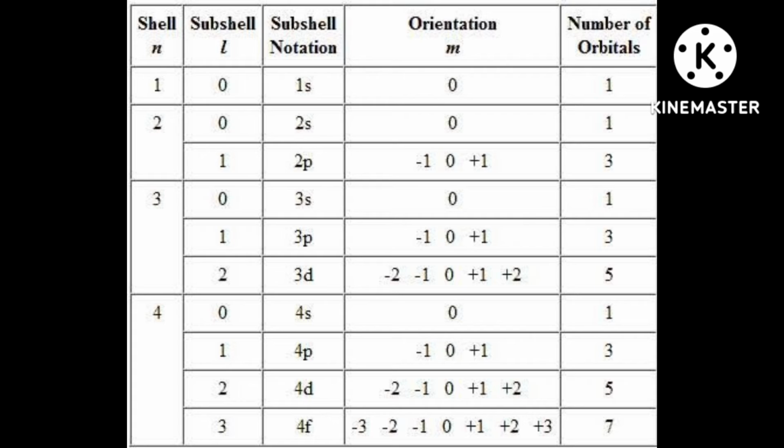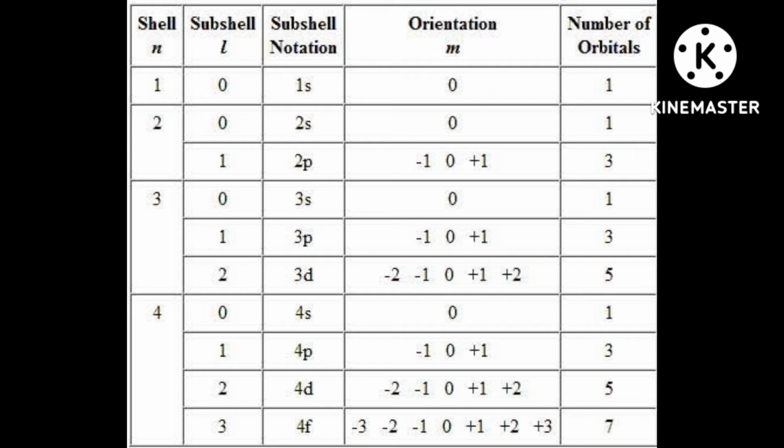Thus for L is equal to 0, the only permitted value of m is 0. Then only one orbital is possible, and that first orbital is s. Only one orbital will be there. That means if L is 0, the m value will be 0, and for L is equal to 0, you are getting only 1.